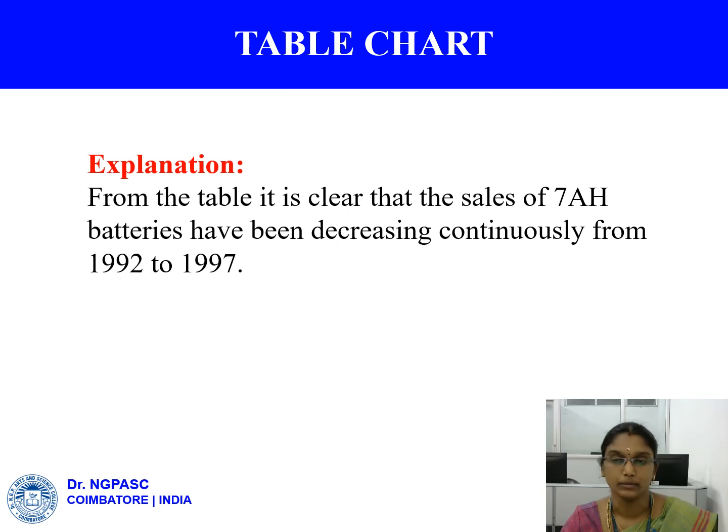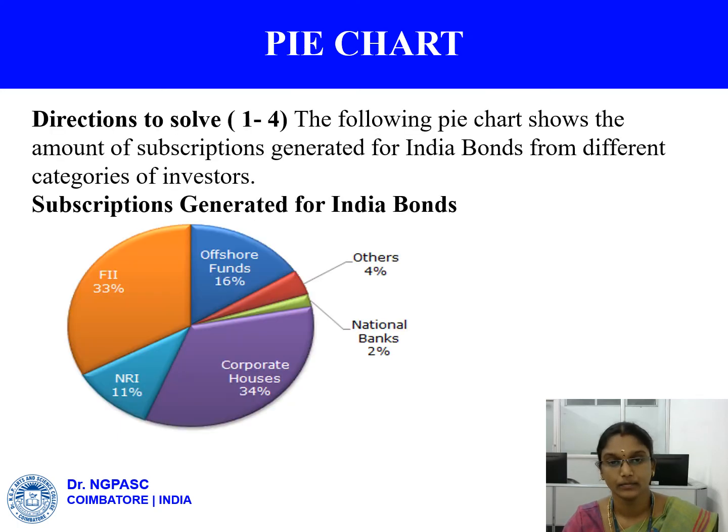So this is an example for the table chart. Next one, pie chart. The degree of a pie chart is 360 degrees. The following pie chart shows the amount of subscription generated for Indian bonds from different categories of investors.